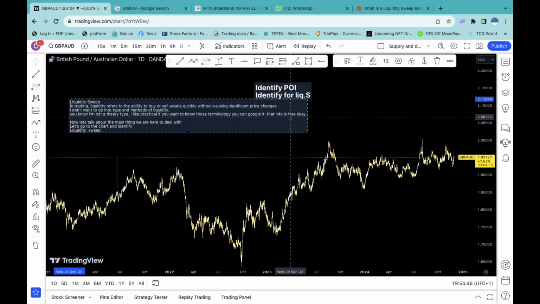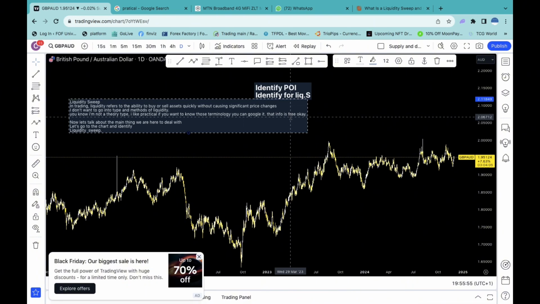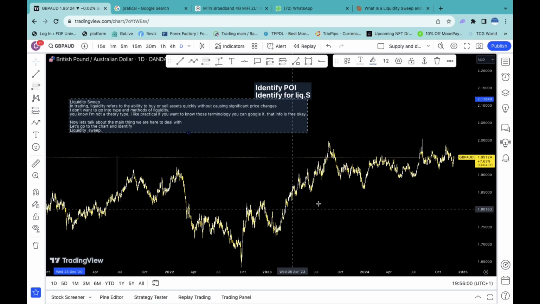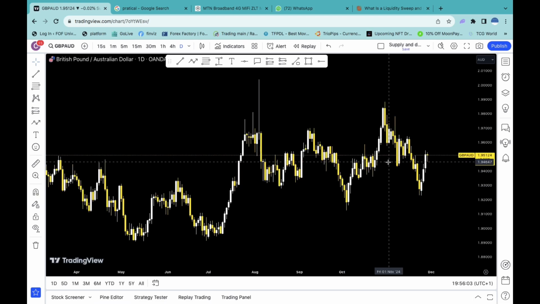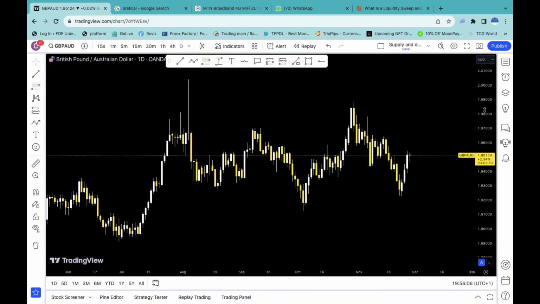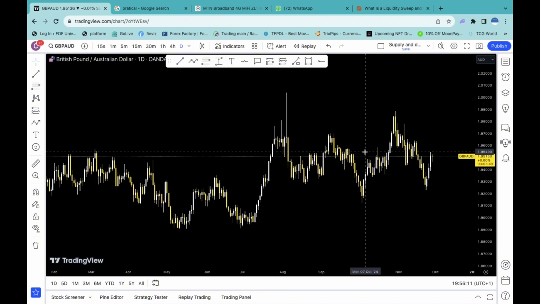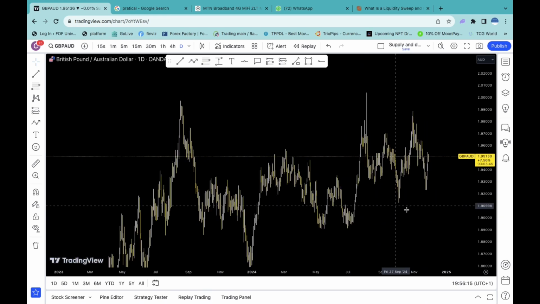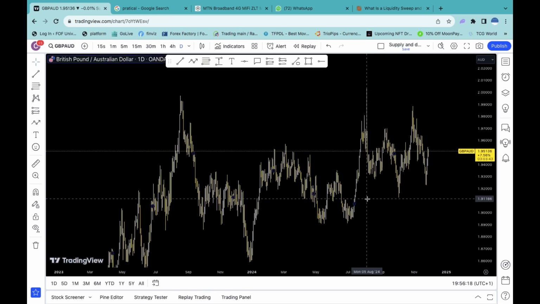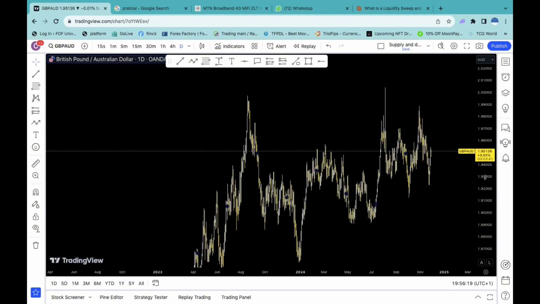Now let's talk about the main thing we are here to deal with, which is liquidity sweep. So let's go to the chart and identify liquidity sweep and POIs. Basically, I'm always doing this mostly on my daily time frames. Once I get it on my daily time frames, I also implement it on my entry models. So this is how I identify my POIs.